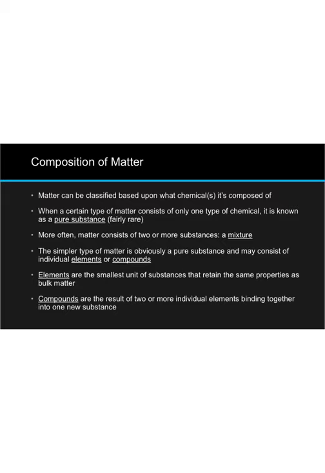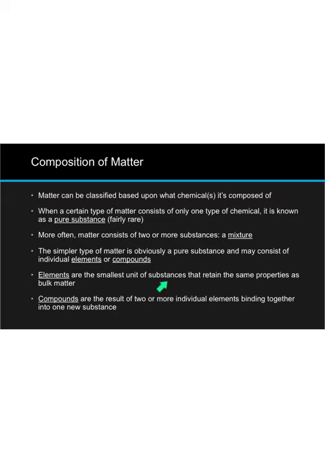As soon as we add something that's not H2O to water, maybe salt, then we've got a combination of two or more different chemical substances. This is the much more common form that matter takes on, a mixture. Of these two things, either a pure substance or a mixture, by far the more simple is a pure substance. And a pure substance, a pure chemical, all by itself, may either consist of an individual element or compounds, which are elements that have combined together in a chemical way.